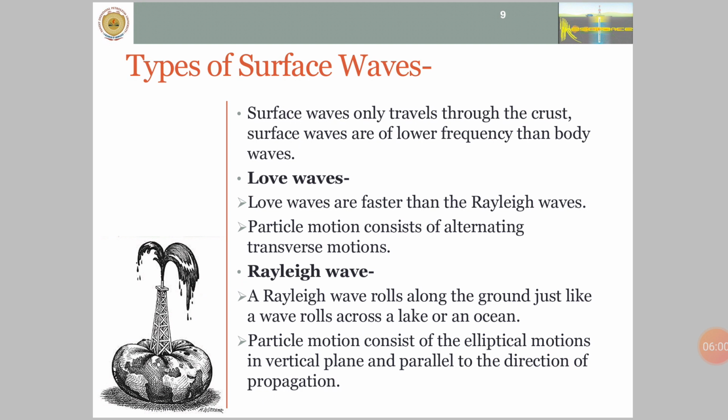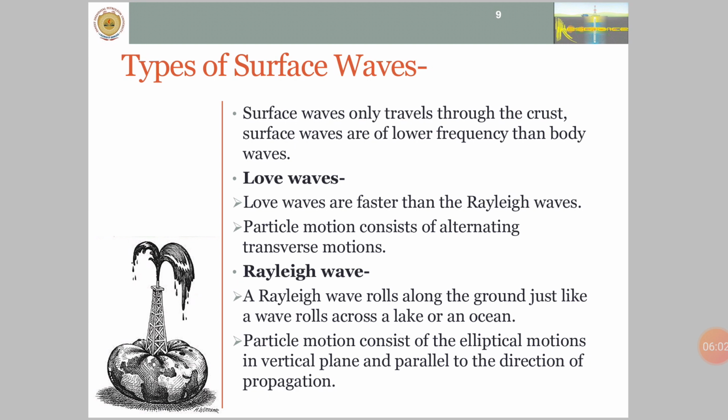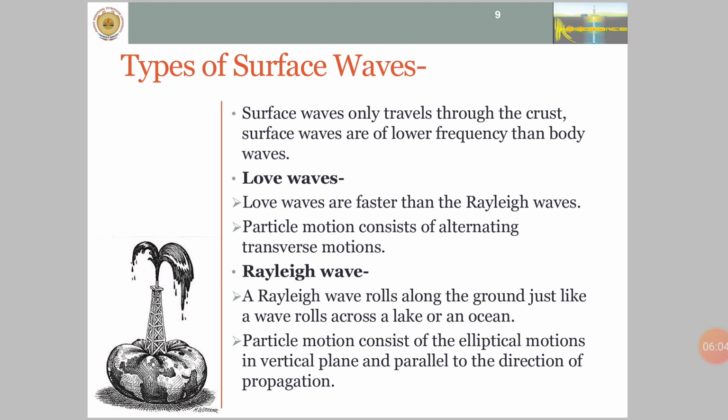Particle motion consists of alternating transverse motions, whereas Rayleigh waves are retrograde elliptical in motion. A Rayleigh wave rolls along the ground just like a wave rolls across a lake or an ocean. Particle motion, as I told, consists of the elliptical motions in the vertical plane and parallel to the direction of propagation.